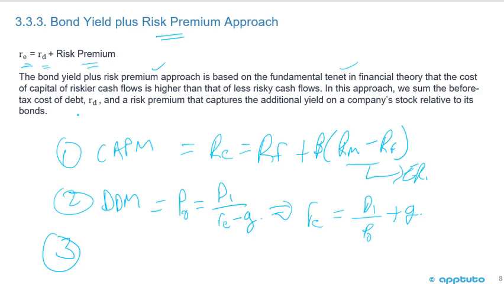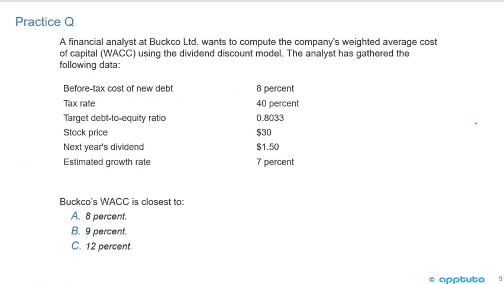So again, the only thing you need to be careful of is if they give you the after-tax cost of debt in the question, you need to put it before tax, okay? So again, the bond yield plus risk premium approach is pretty easy. You're just taking the bond yield before tax and adding a risk premium because stocks are more risky than bonds. So we're just going to finish this LOS with a practice question as we often do.